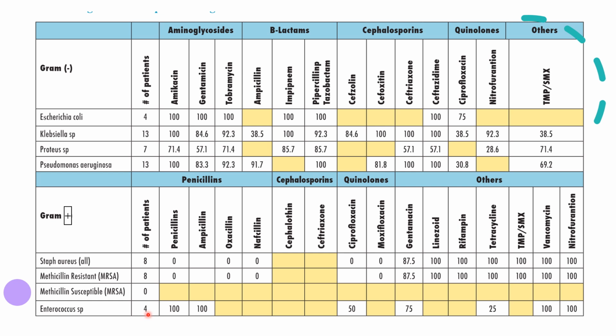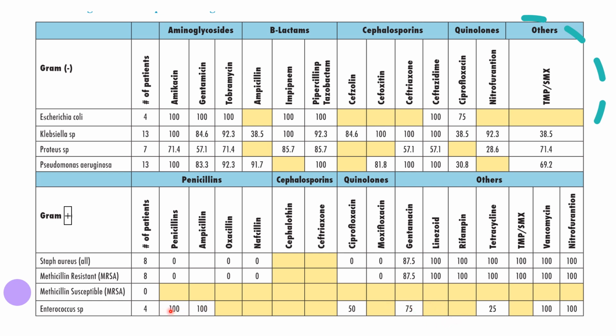So for enterococci, like Enterococcus faecalis and faecium, they had 100% sensitivity. The 4 of them were 100% sensitive to penicillin. But of course, in enterococci we don't give penicillins alone. We give them in combination with gentamicin. So we have to combine it with another antibiotic.